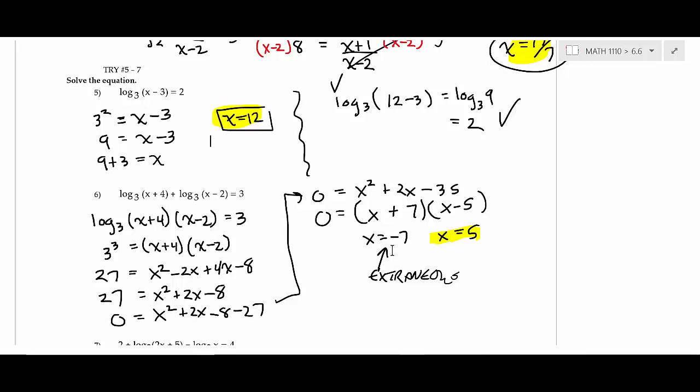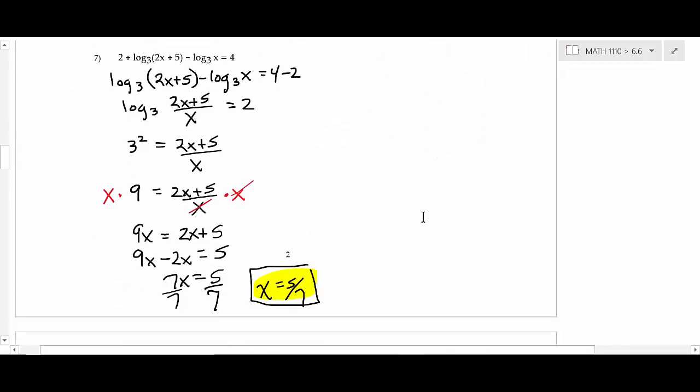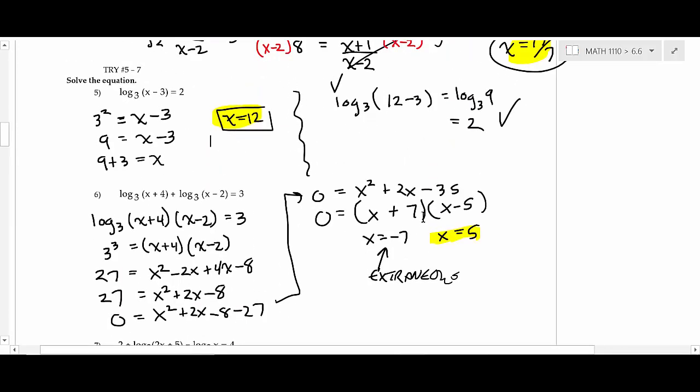The 5's okay. Okay, you got positive numbers. I didn't go through the details of checking the 5, but you can. Okay? All right, so we got that. Has anybody got 7? An answer? I got a fraction. I got 5/7. Yeah, I got 5/7 too. Okay, good. Do you guys have any questions about 5 and 6 before I look at number 7? Does that look okay? Okay.